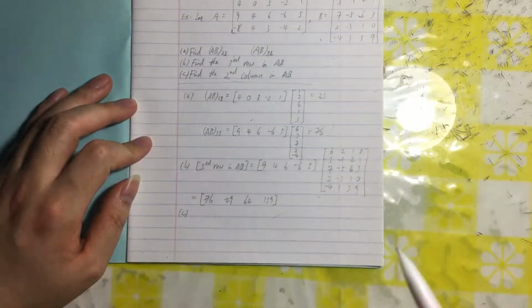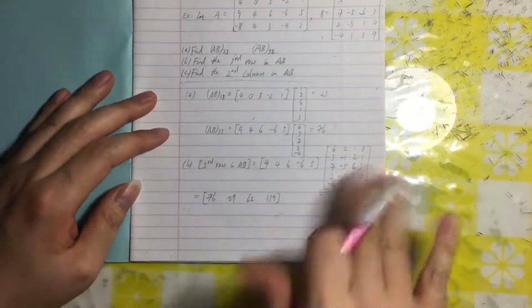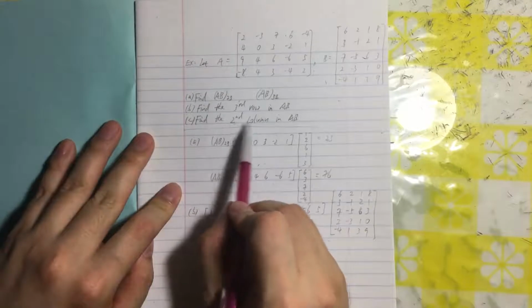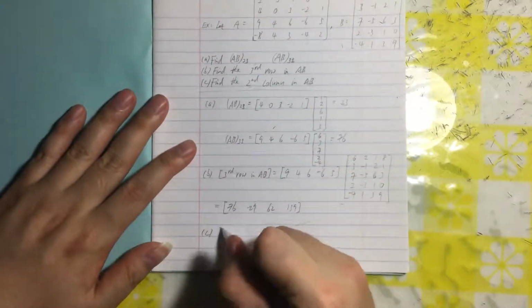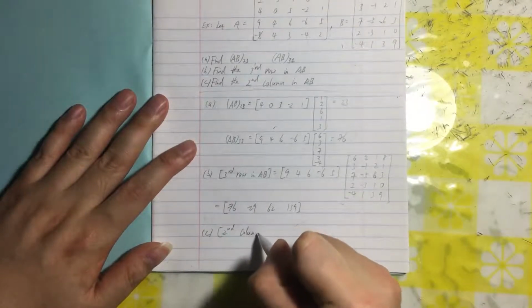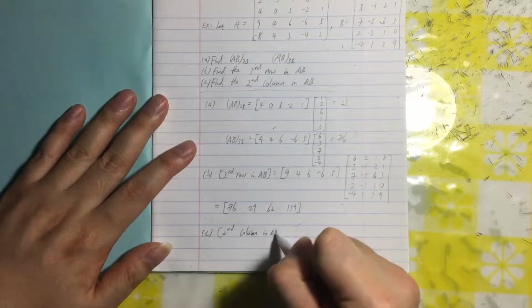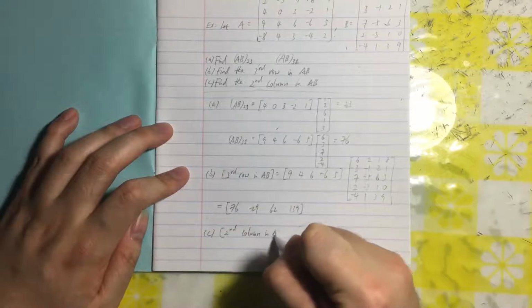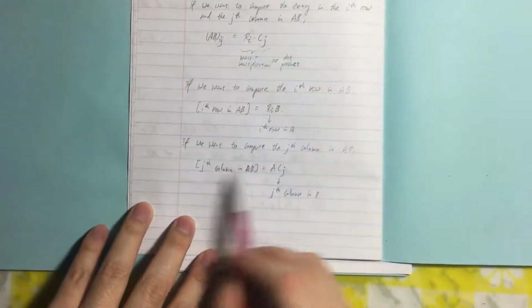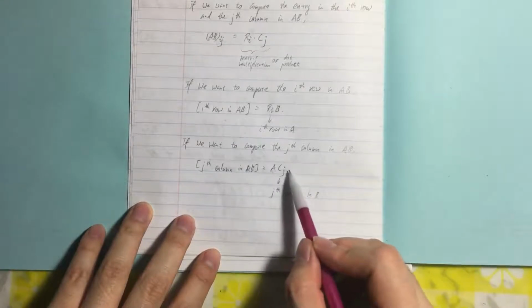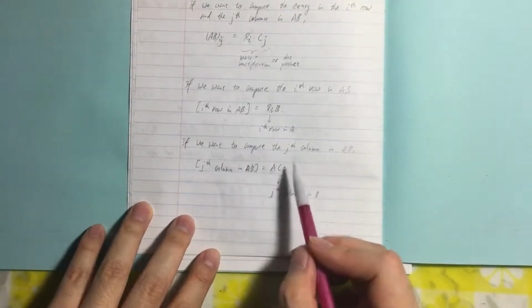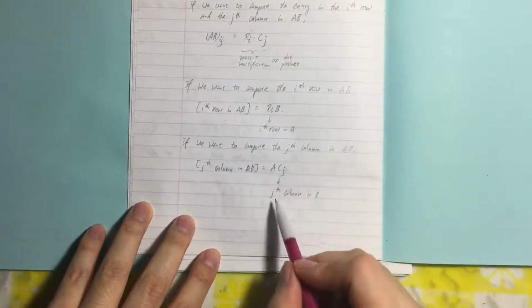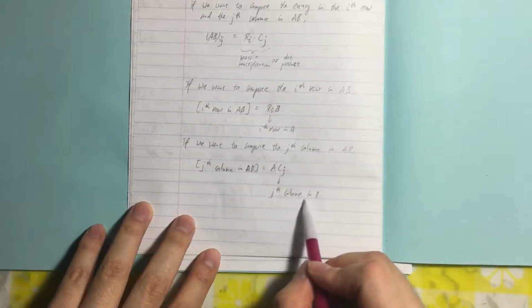Part C. Find the second column in AB. According to the formula, for the jth column in AB, we take matrix A times Cj, where matrix A is the first matrix and Cj is the jth column in matrix B.